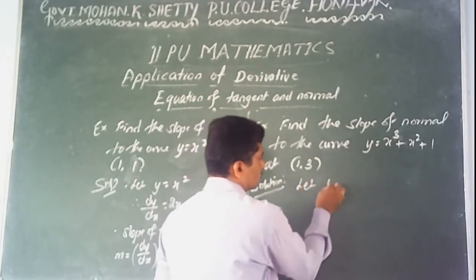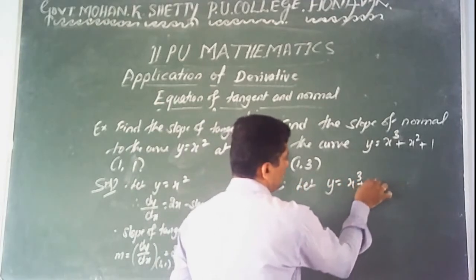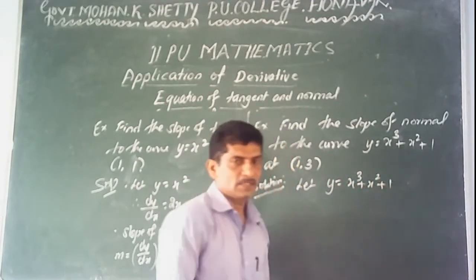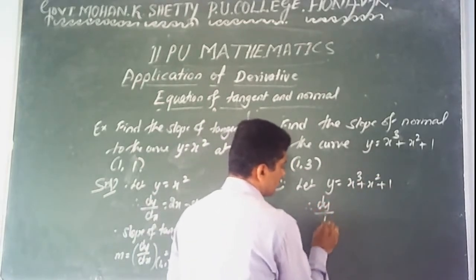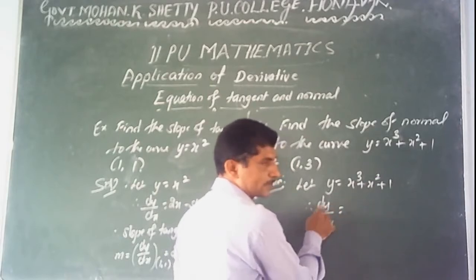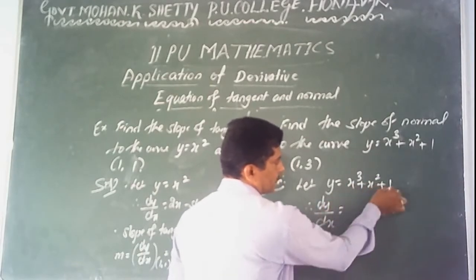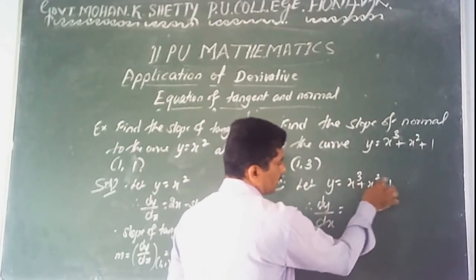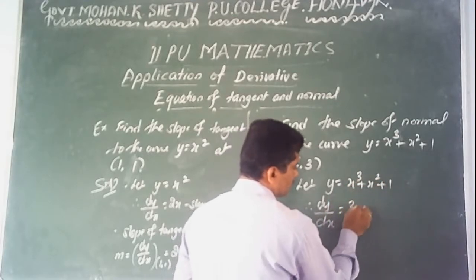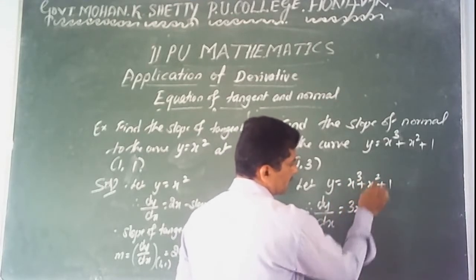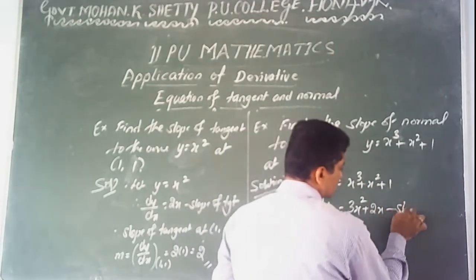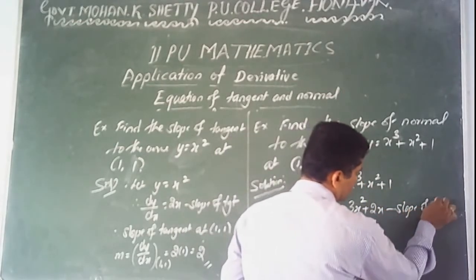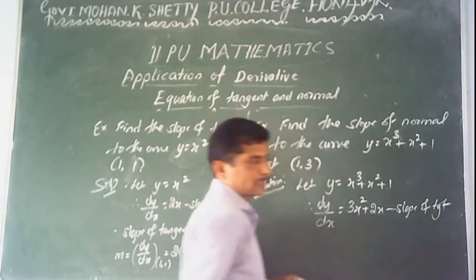The given curve is y is equal to x cube plus x square plus 1. Just differentiate with respect to x. Therefore, you get dy upon dx, the derivative of y with respect to x. Derivative of a sum is the sum of the derivatives. All are power functions. Derivative of x cube is 3x square, plus derivative of x square is 2x, derivative of 1 is 0. This is the general slope of tangent at an arbitrary point.